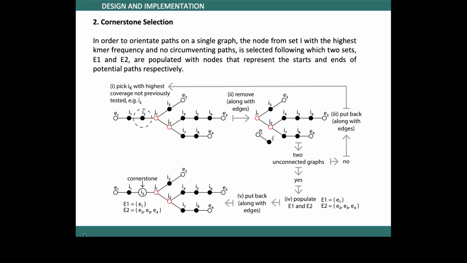For each graph, potential paths must be orientated. This is done by selecting a cornerstone node, as depicted in steps 1 to 5 in the figure. With the selection of the cornerstone node, starting and end points of paths can be determined, and these are placed into sets E1 and E2.